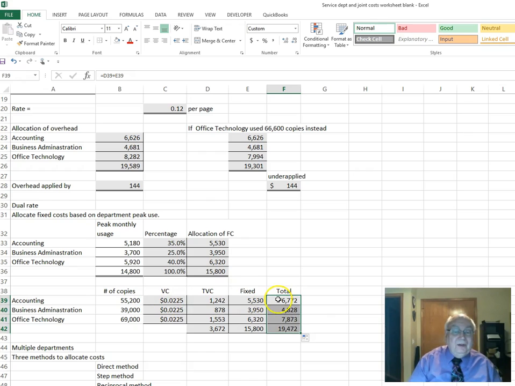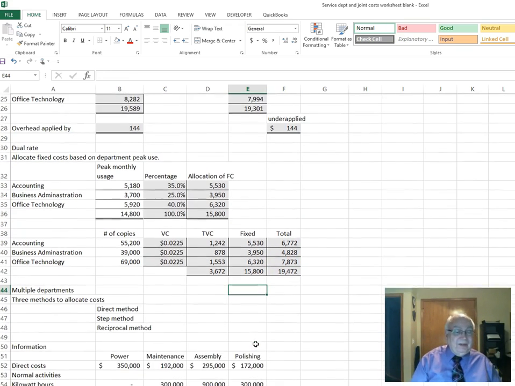So the accounting total overhead that's allocated for the accounting department is 6772 under the dual rate, where it's 6626 under the single rate. For the business administration, under the single rate was 4681, dual rate was 4828. And the office technology was 8282, and now it's 7873. Okay, and that's based on the dual rate.